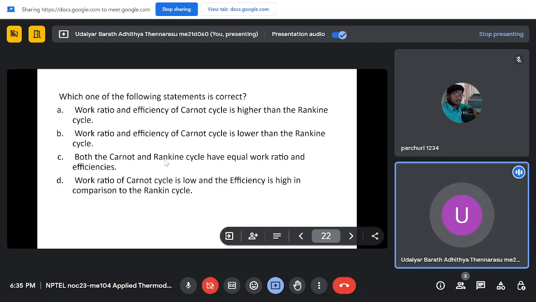Which one of the following statements is correct? Work ratio and efficiency of Carnot cycle is higher than the Rankine cycle. Work ratio and efficiency of Carnot cycle is lower than the Rankine cycle. Both the Carnot and Rankine cycle have equal work ratio and efficiency. Work ratio of Carnot cycle is low and the efficiency is high in comparison to the Rankine cycle.